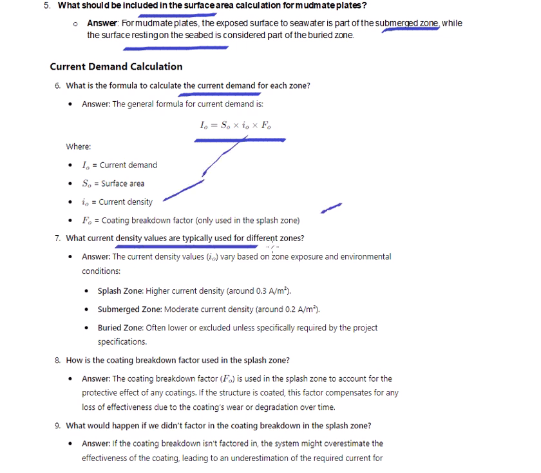What current density values are typically used for different zones? Current density values are based on zone exposure and environmental conditions. Splash zone usually requires a higher current density, 0.3 ampere per meter square. Submerged zone has moderate current density, and buried zone is often lower or excluded unless specifically required by the project.